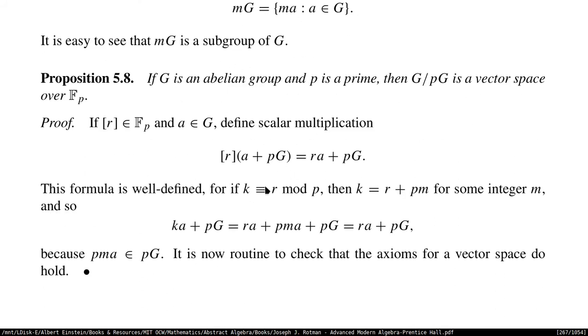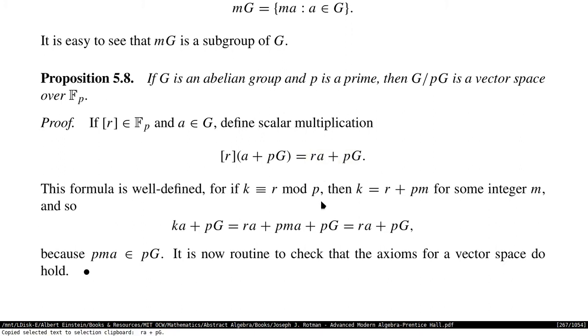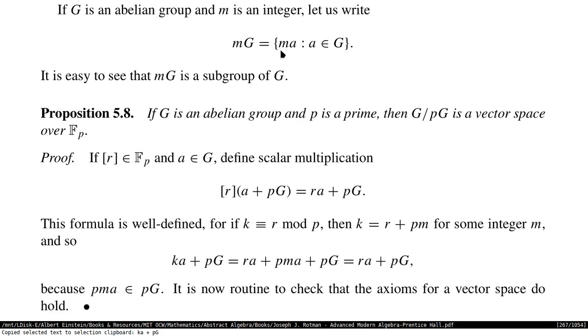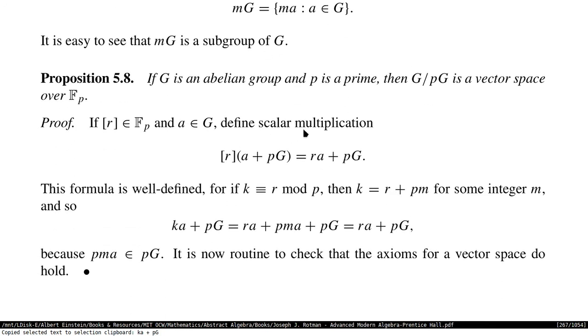So if K is congruent to R mod P, then K can be written as R plus some multiple of P, that is PM, where M is an integer. Then Ka plus Pg is like Ra plus Pg, essentially something from the field. Ka plus Pg is equal to Ra plus PMA. In the sense that the elements of Pg are Pa, right? Just like here you have Ma, it will be Pa.